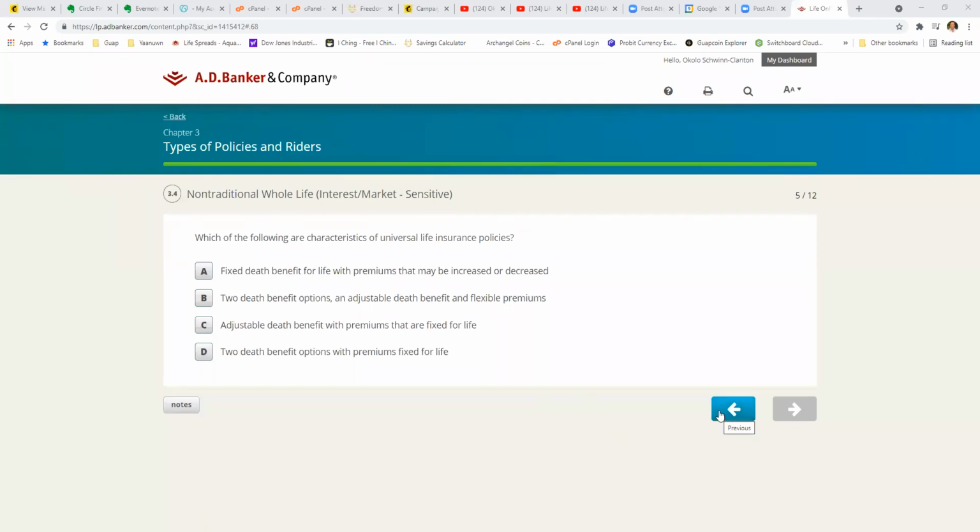Does anybody else know? So this, in these instances, what I do is guess. And then I read the question and the answer and then really try to understand it from this perspective instead of going back and reading 3 paragraphs or 2 pages. This tells me everything I need to know. An adjustable death benefit and then a flexible premium. Fixed death benefit for life with premiums that may be increased or decreased.